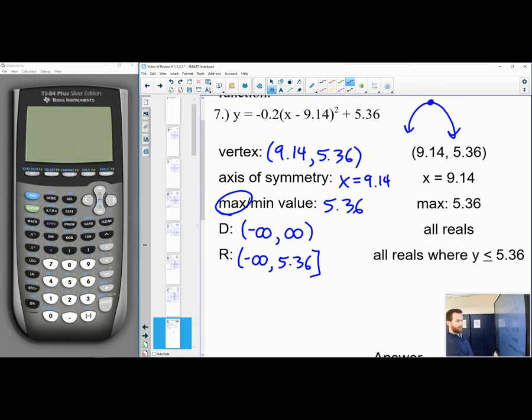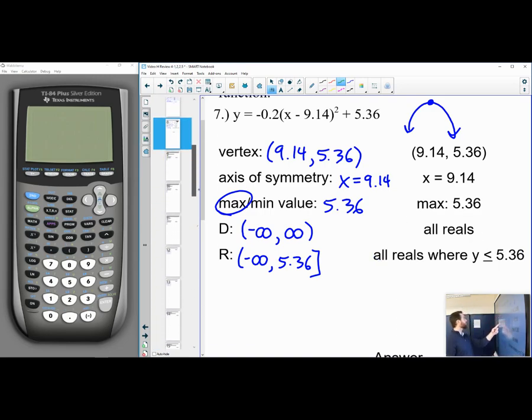Let's check our answers. Move this down. So vertex looks good. Axis of symmetry, maximum looks good. I just wrote these differently here, but that's okay. Negative infinity to positive infinity is the exact same thing as saying all reals or all real numbers. And this interval notation means exactly the same thing as saying all real numbers where y is less than or equal to 5.36. So that one's good. Let's keep on going.